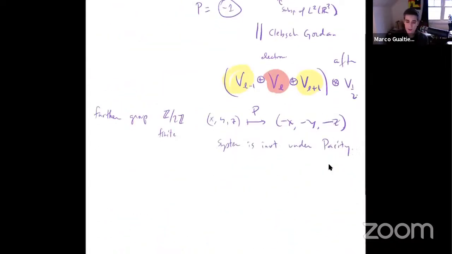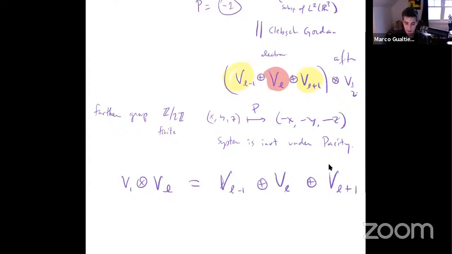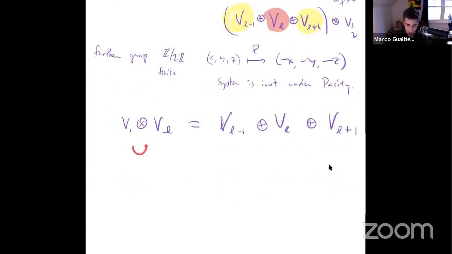Let's just take a look at this equation. V1 tensor VL is V(L-1) plus VL plus V(L+1). So if we act by parity, then there are two possibilities.